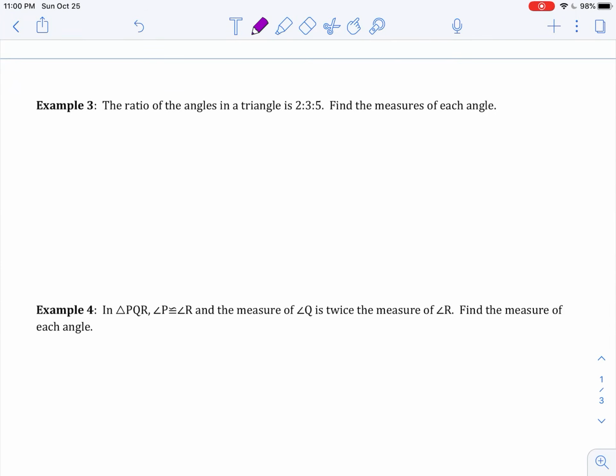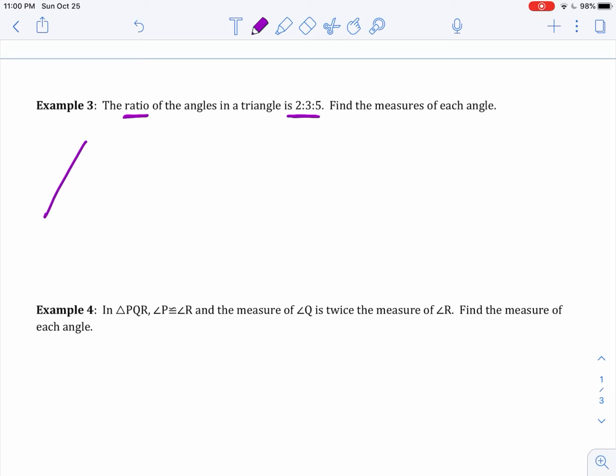All right, in examples 3 and 4, I've given you some word problems. Example 3 uses the word ratio. Anytime you have a ratio, it doesn't mean the angles are going to be exactly what's in that ratio. It means they're going to be some multiple of 2, 3, and 5.